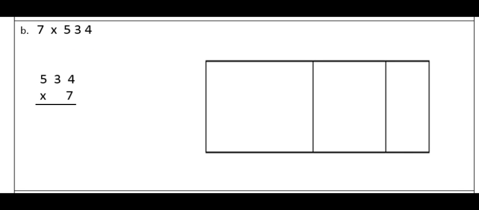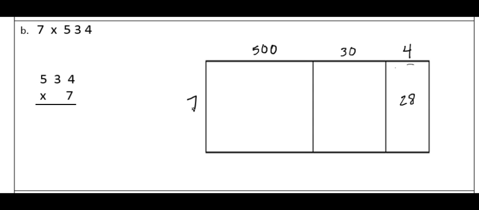Let's look at another example. Now I have 7 times 534. Again, I'm going to write the 7 along the side, and I'll break 534 into expanded form, which means it's 500 plus 30 plus 4. I'll find the area of each of these rectangles. So this rectangle is 4 by 7. 4 times 7 is 28.